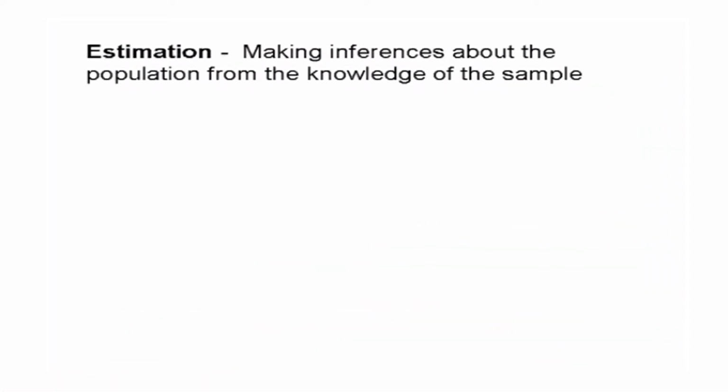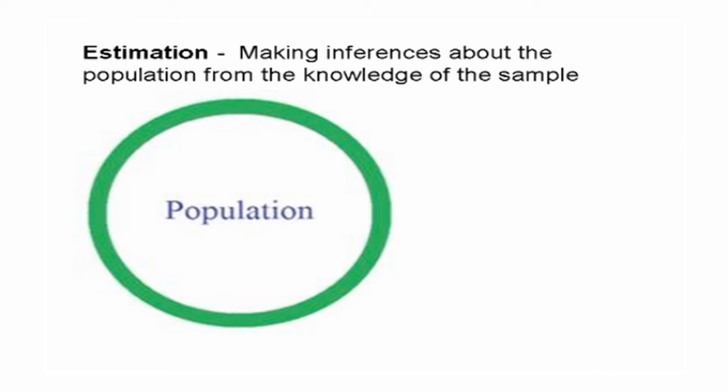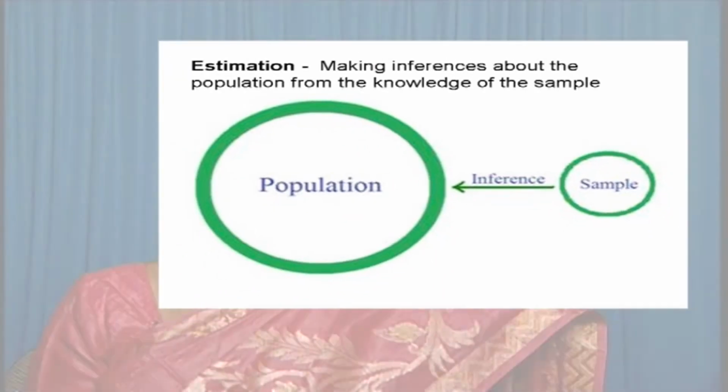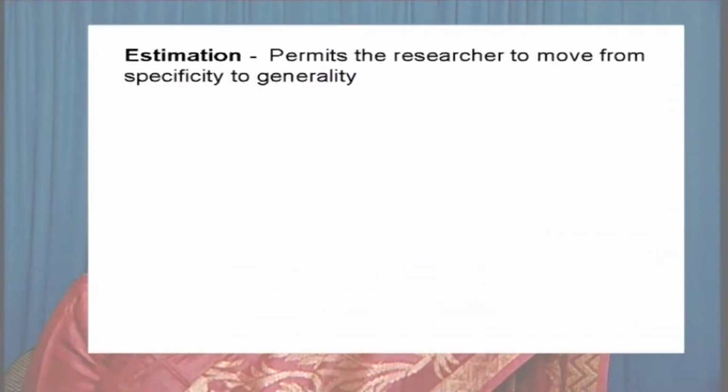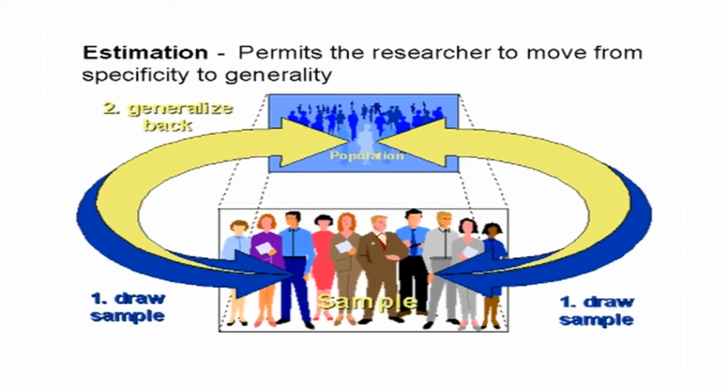Now, what is estimation? The process of estimation involves making inferences about the population from the knowledge of the sample. The value of any unknown quality is estimated from the information provided by the sample. It permits the researcher to move from specificity to generality.